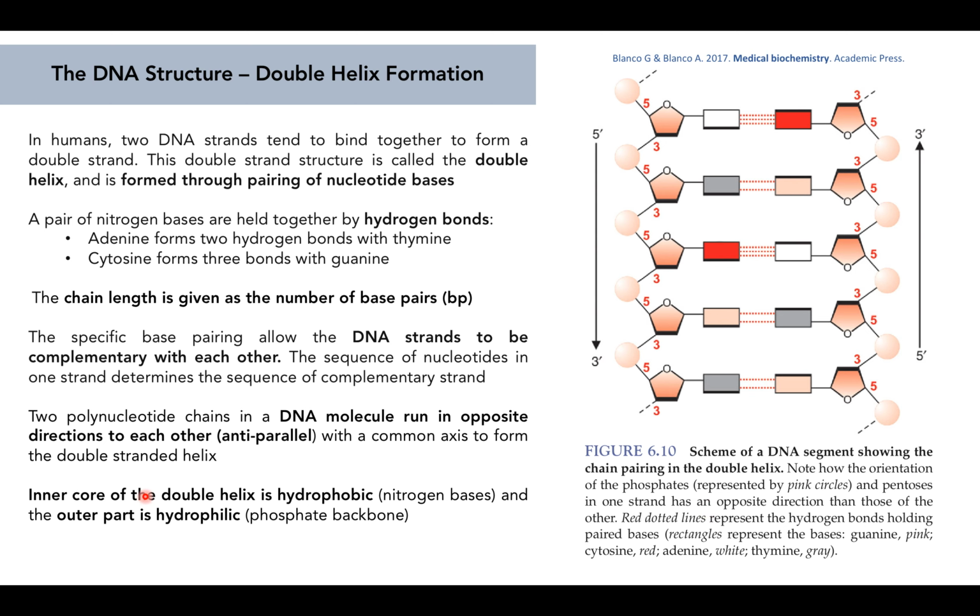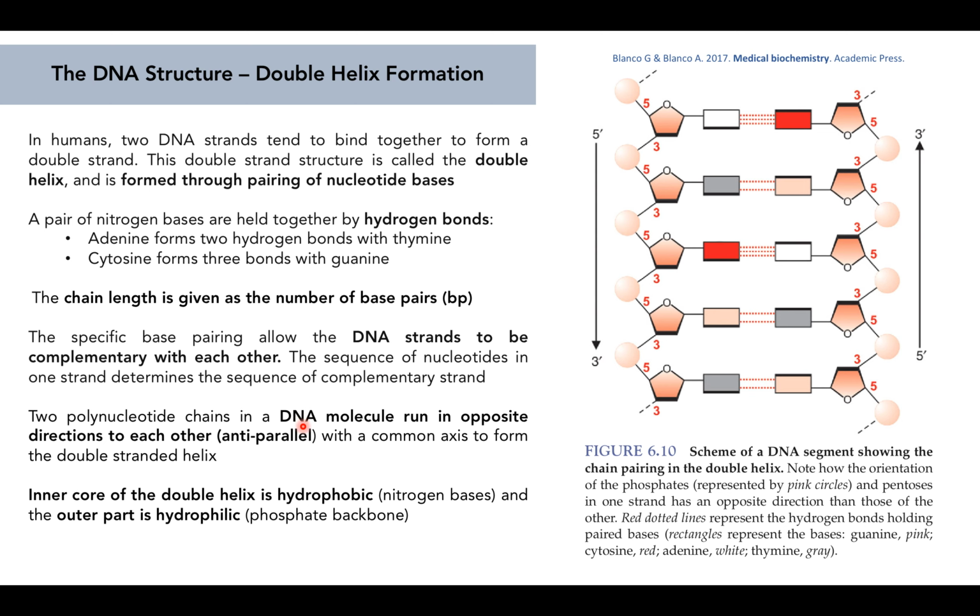And another thing is that they run in opposite directions to each other. So as we see, the primary nucleic acid chain here runs from 5' to 3'. But the other chain, which is anti-parallel to this first chain, runs from 3' to 5'. So that's the second characteristic.